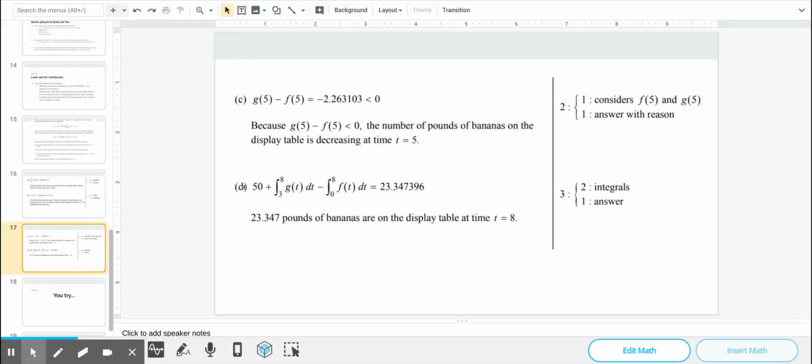So part D. First thing, very important. All right, we talked about initial values. There are 50 bananas on the display table at the beginning of the day.